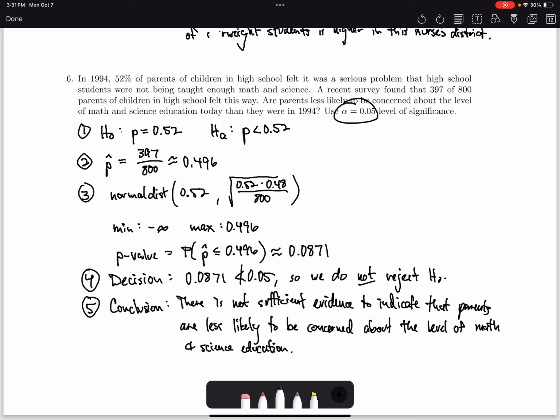Okay. So that'll do it for this section. Again, in the next one, we'll talk about how to test means, and we'll do some mixed practice. But that's it for now.